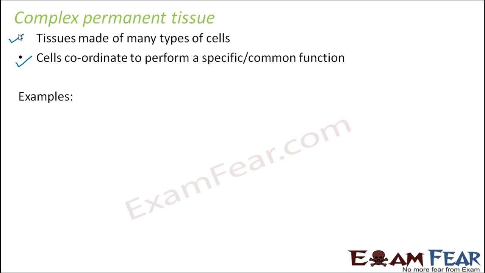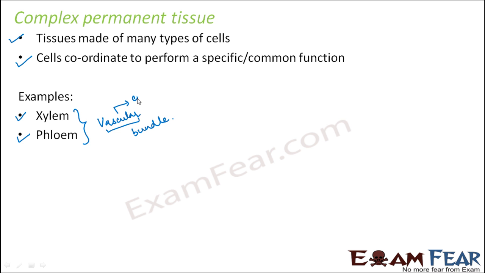Now examples of complex permanent tissue: in plants, we are going to talk about two tissues, xylem and phloem. Xylem and phloem together are often called the vascular bundle of the plant. What is the meaning of vascular? Vascular means nothing but conducting, that is, the tissues which conduct. What do they conduct? That we will see a little later. But these are the conducting tissues of the plants. Now we will talk about xylem and phloem in detail.